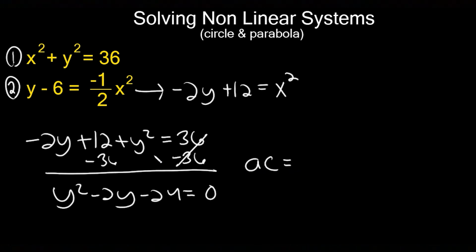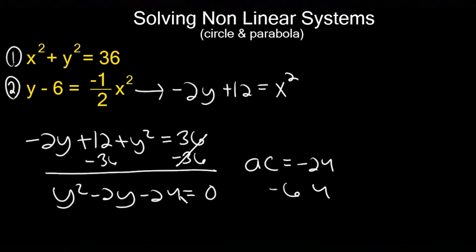But doing the AC method here, I do a times c. Now my a is 1. That's that coefficient in front of y squared. And then c is going to be negative 24. So when I multiply them, I get negative 24. So I need two numbers when I multiply that will give me negative 24, but add up to my b, which is negative 2. Well, that's going to be negative 6 and positive 4. When I multiply them, I get negative 24. And then when I add them, I get negative 2.